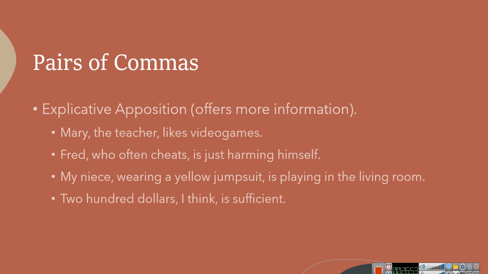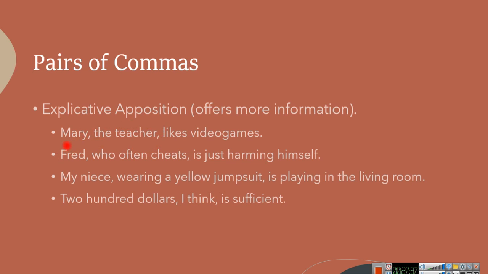So let's talk now about pairs of commas. This one is a little bit more complex. However, don't be afraid. You're going to be able to understand it quite well. Pairs of commas, well, in the beginning I said that we use them at the beginning and to close a group of elements. So let me explain that with this example. Mary, comma, the teacher, comma, likes video games. So right here, I have a group of elements, and these elements are offering me more information about the subject.